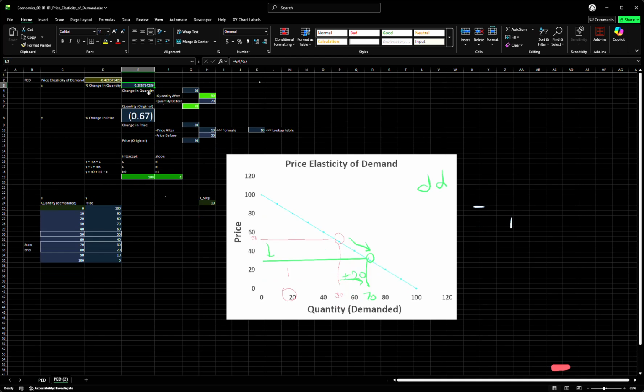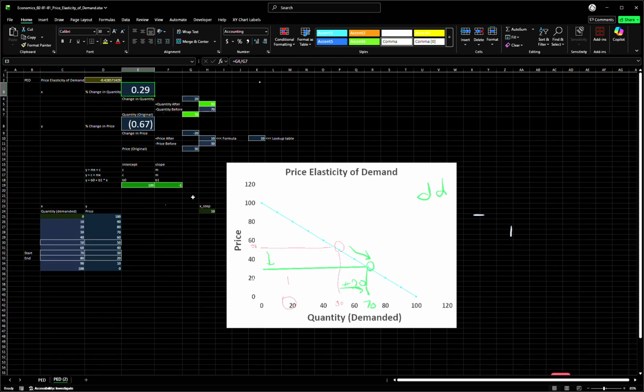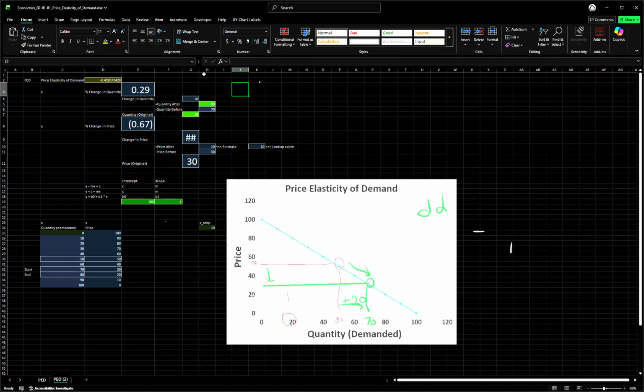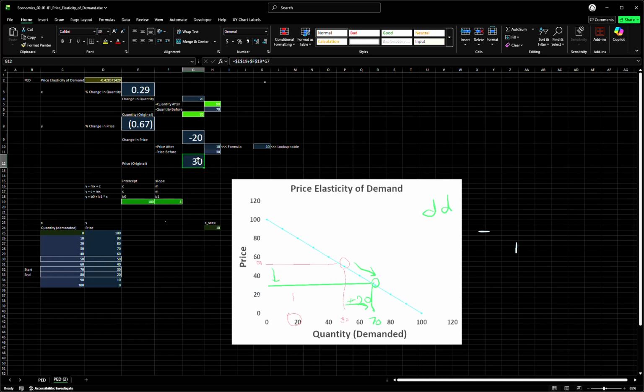But now you drop by 20 again, the same absolute amount, but it's off the base of 30. Your original price here is 30. That's why your 20 makes a bigger part. The drop of 20 is a big part of the lower base of 30. That's why it's a negative 67% change in price.